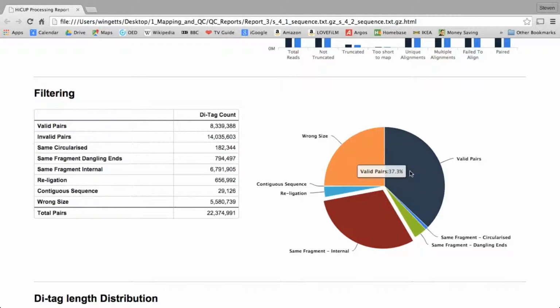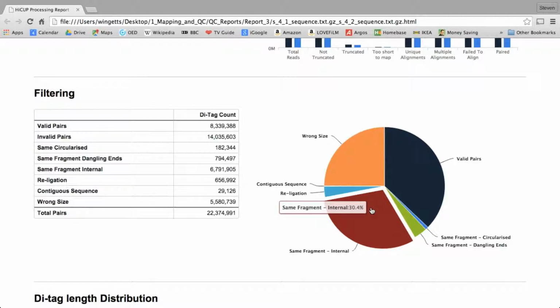The number of valid reads is 37%. Which is by no means disastrous, but it does mean that the bulk of the reads are not going to tell you anything interesting. So, what exactly are the dominant artifacts? Well, if we look here, we see a large proportion of same fragments internal.